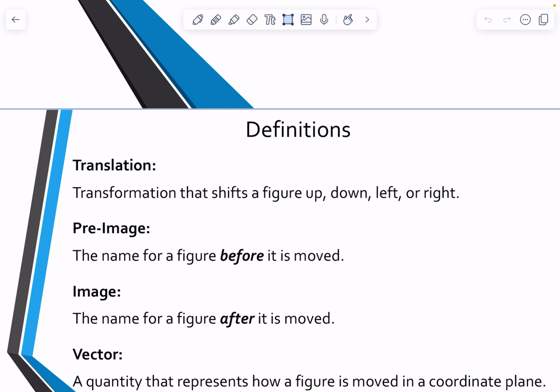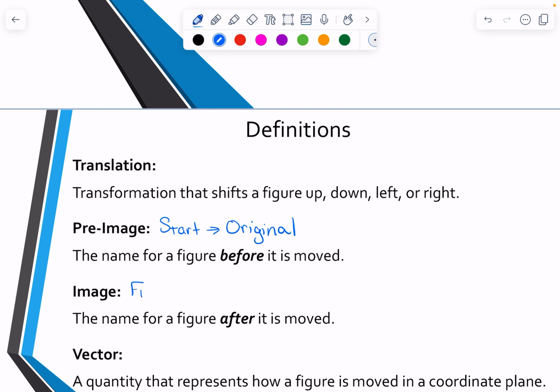We start off with the pre-image. So a pre-image is what you start with, the original. Okay? It is the figure that you have before it is moved. An image is your finished figure after it is moved.